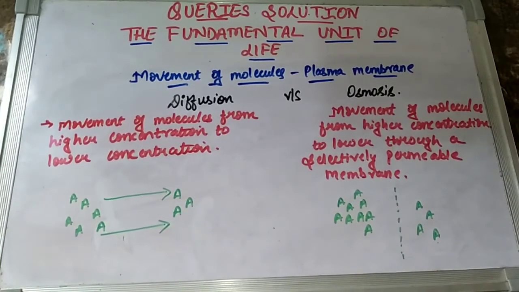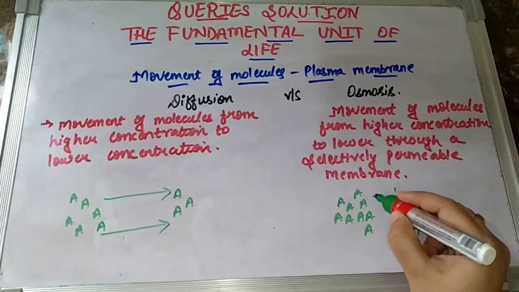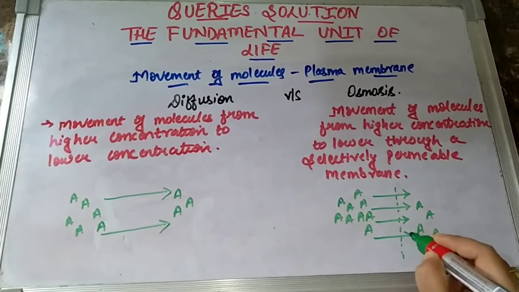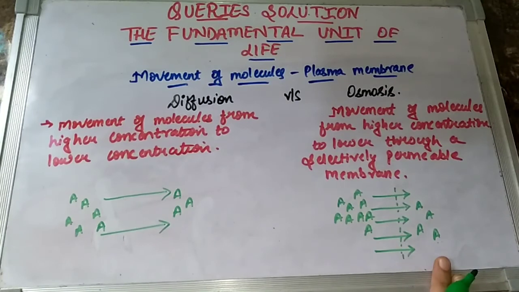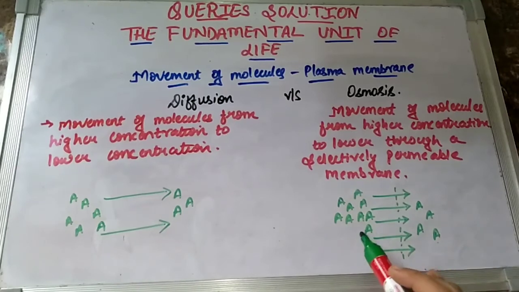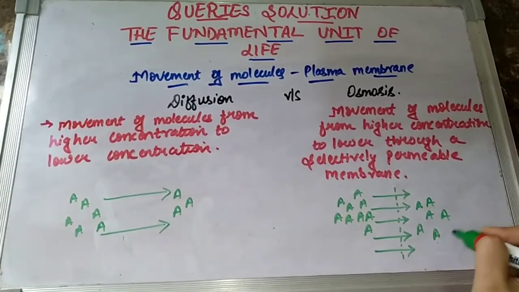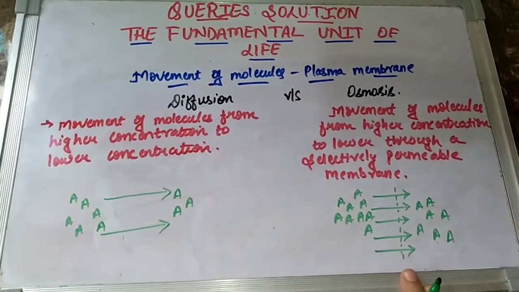But when you talk about osmosis, children, it is the movement of water molecules, as I said to you, from an area of higher concentration to an area of lower concentration, but with the presence of a semi-permeable or selectively permeable membrane. So in this process also, the movement will happen from the higher to the lower side, but the movement is guided by a semi-permeable membrane.